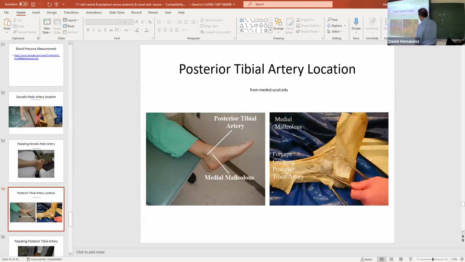And then the other vessel we're gonna be looking for today in lab is the posterior tibial artery. So in some of the slides, we mentioned that the posterior tibial artery courses posterior to the medial malleolus. Medial malleolus is gonna be your inner ankle bone, and it runs posterior or behind the medial malleolus is where we find that posterior tibial artery. So in the cadaver section, here you can see that posterior tibial artery coursing posterior to the medial malleolus.